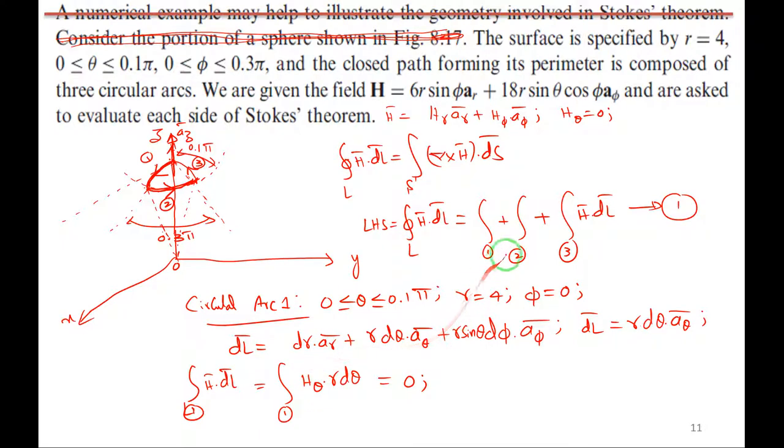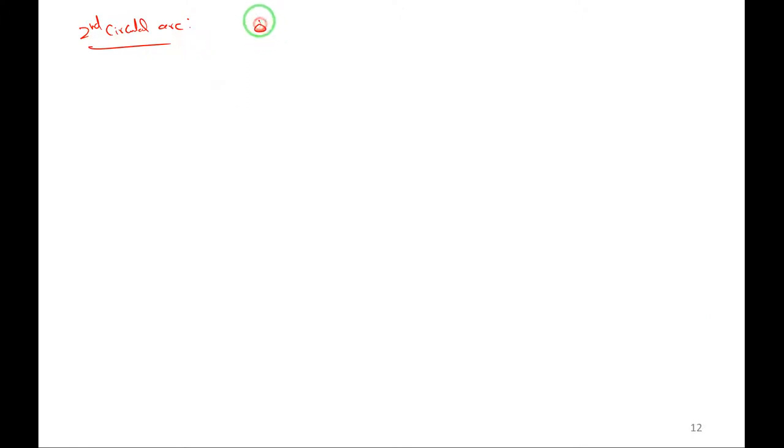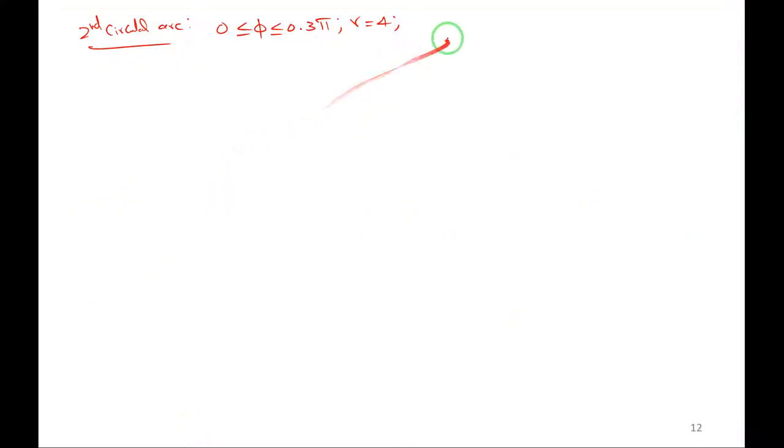Then next we will move to the second circular arc. So you will observe the things. This second circular arc is here. What is varying? Phi is varying from 0 to 0.3 pi. What about r? R is fixed. It is 4. What about theta? See here. If I am taking this circular arc, theta is fixed. That angle is 0.1 pi, right? Theta is 0.1 pi, right along this circular arc.